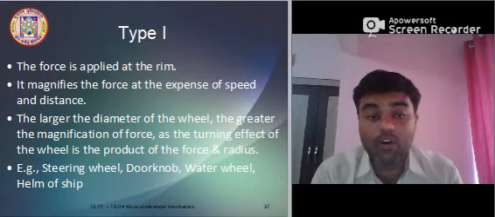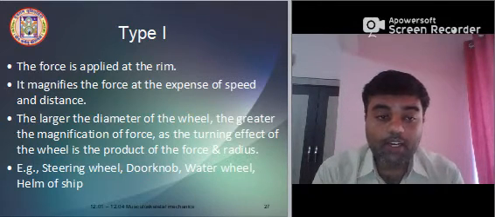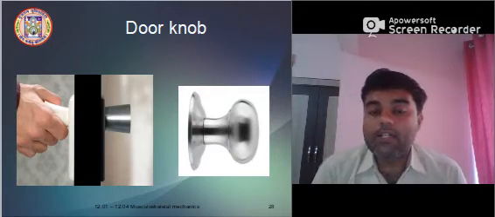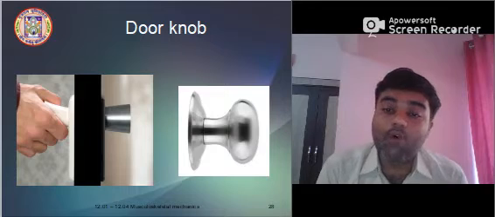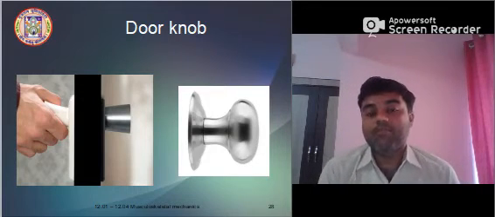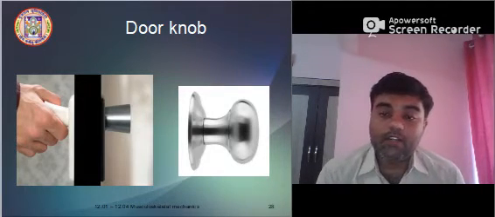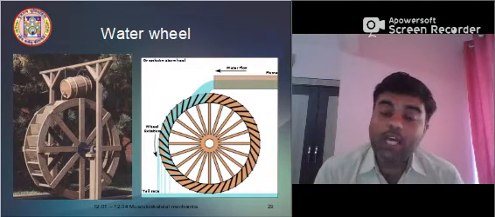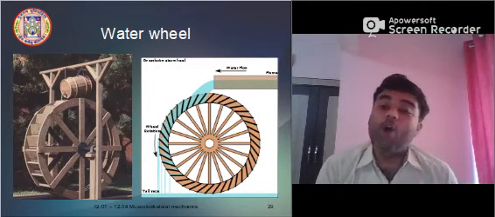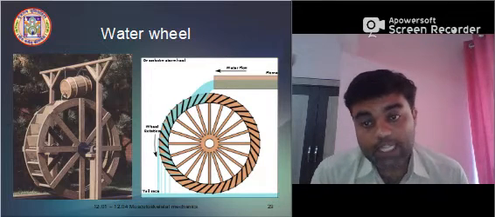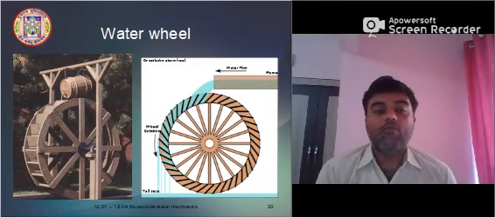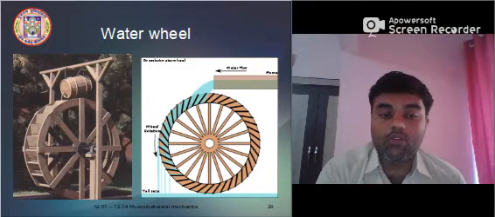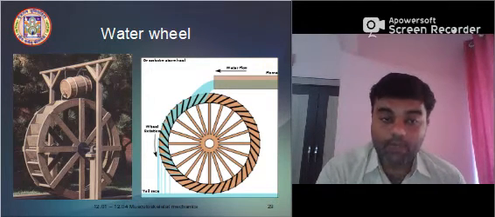So let's go to the second slide without wasting time. See, in this slide you can understand the person is giving force at the rim of that wheel. I hope you understand. You are giving force to the rim of the wheel; that is type 1. Now we will go to another slide to understand examples.